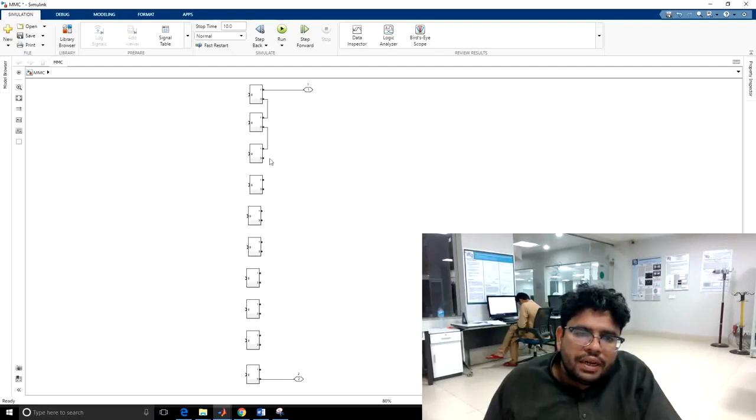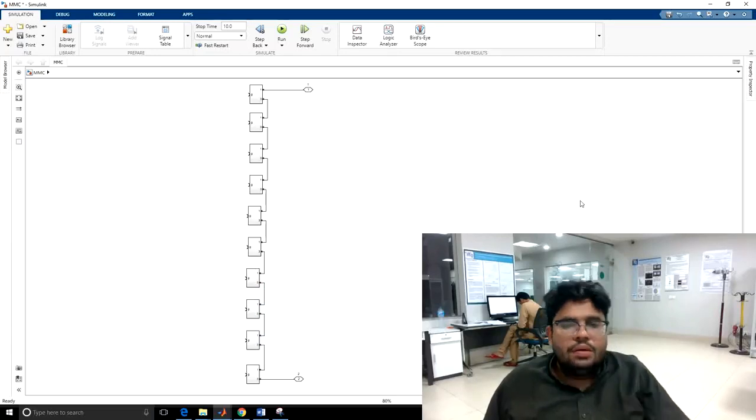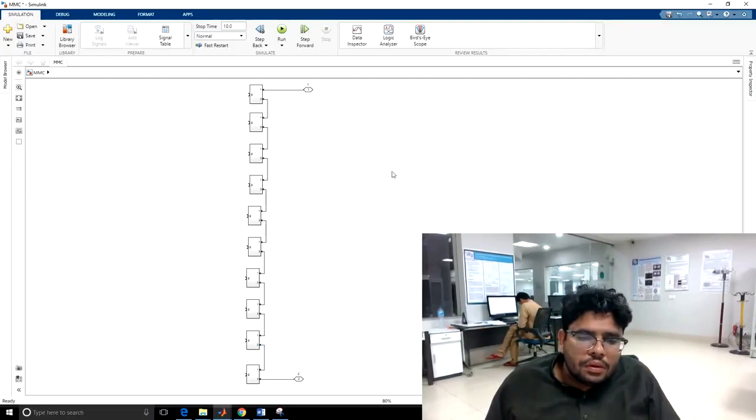This is called modularity in MMC, that the half bridge submodules are connected and cascaded to get higher levels. Like this 10 submodules will give us 11 levels. If there were 100 such half bridge submodules, we would be able to achieve 101 levels using conventional MMC. Alright.